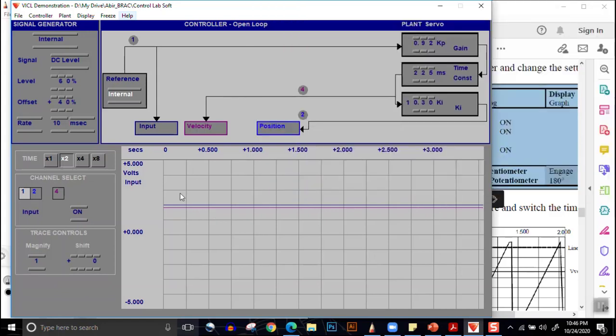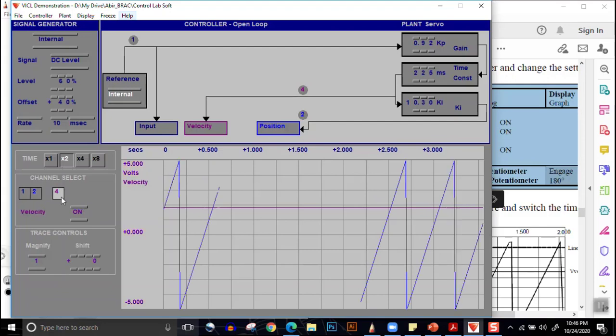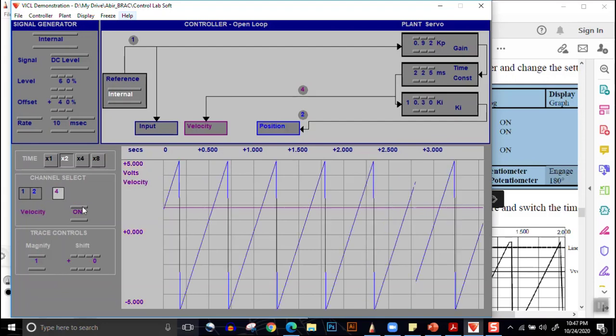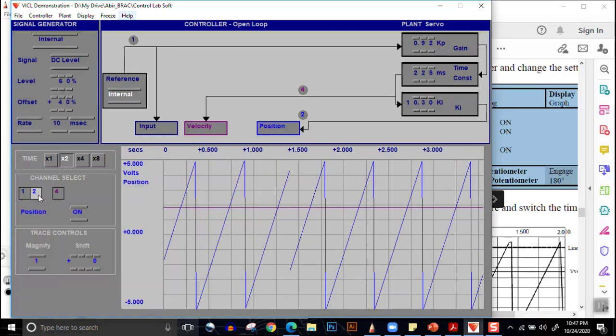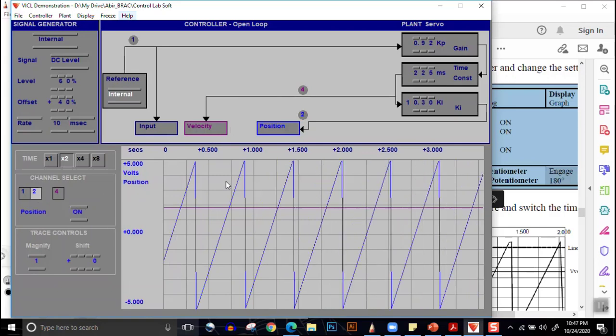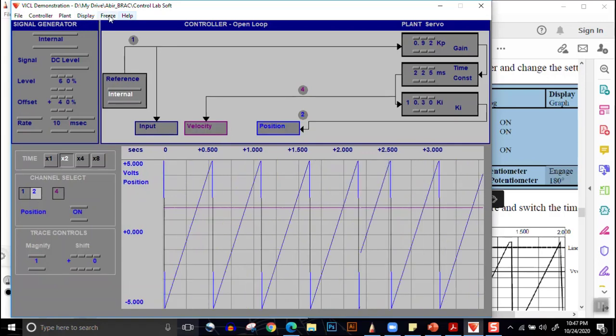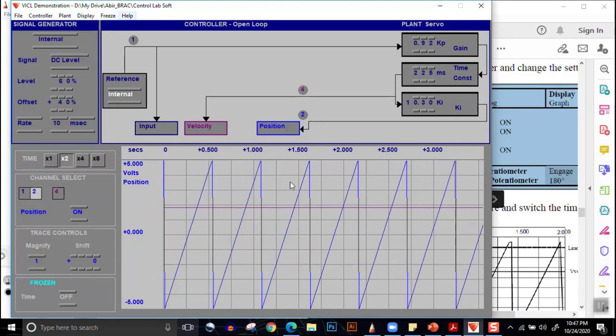Now we need to switch off the input, switch on the position, and switch off the velocity. We can keep the velocity. We need to switch on the position. Now let's freeze it.